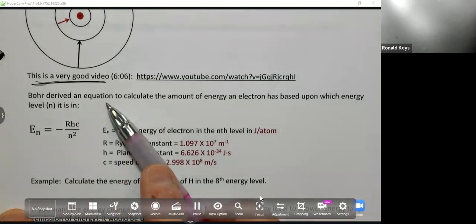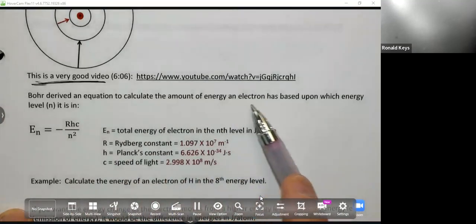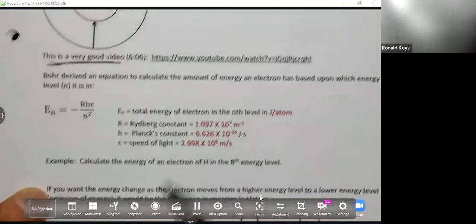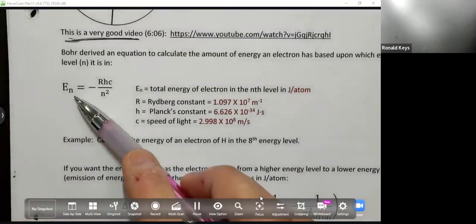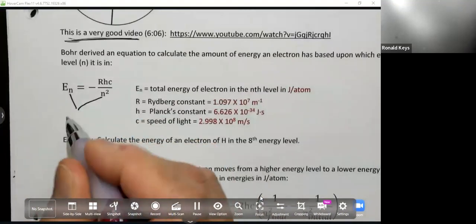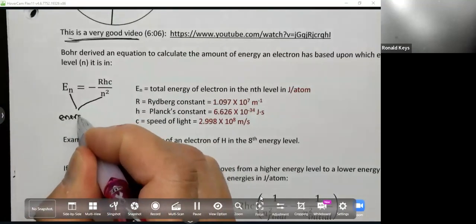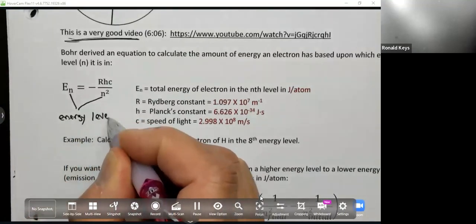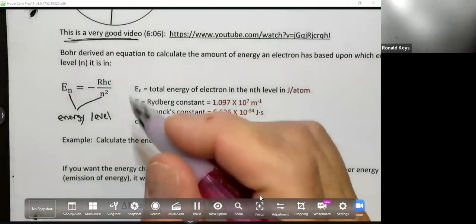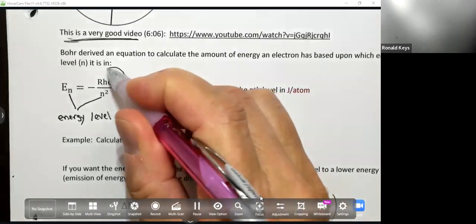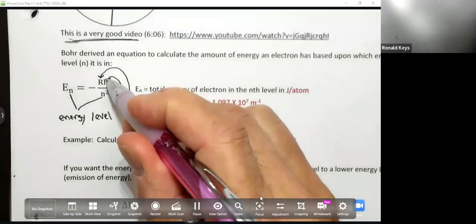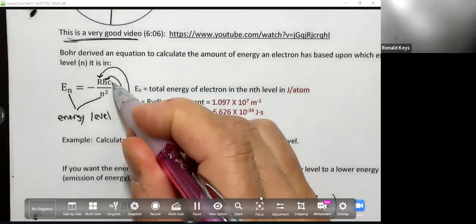Okay, Bohr derived an equation to calculate the amount of energy the electron has based upon which energy level it is in. So here's our equation. This is whatever energy level we are in. And the rest is just constants. There's my Rydberg constant. Here's Planck's constant. And here's the speed of light.